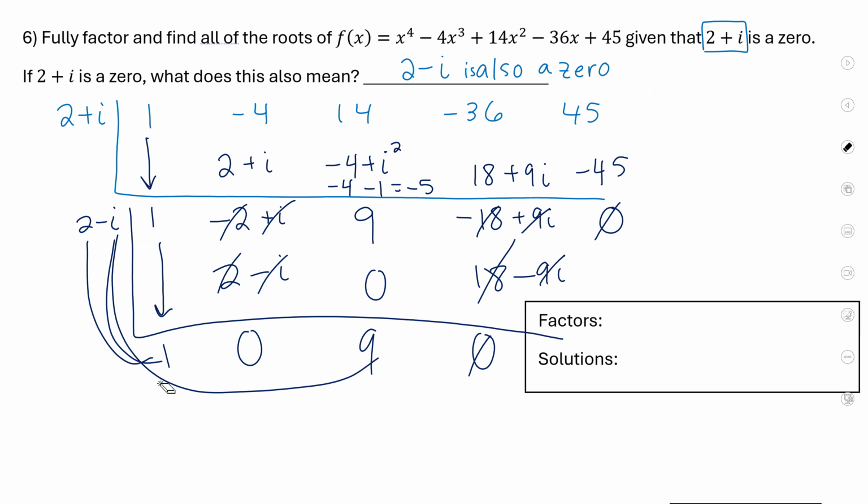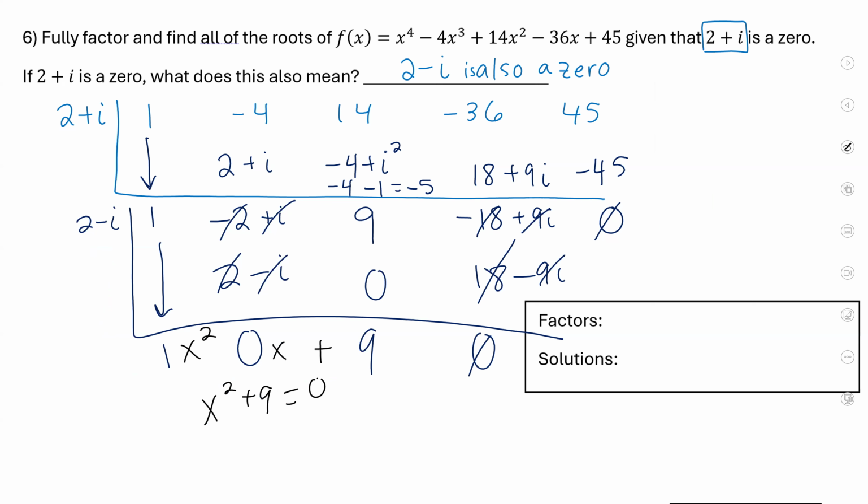So here we are. We finally got it down to a quadratic. So this is x squared plus 9. This is the 0x term, but you don't really need that. Okay, so we have x squared plus 9. Solve it to get your new solutions.